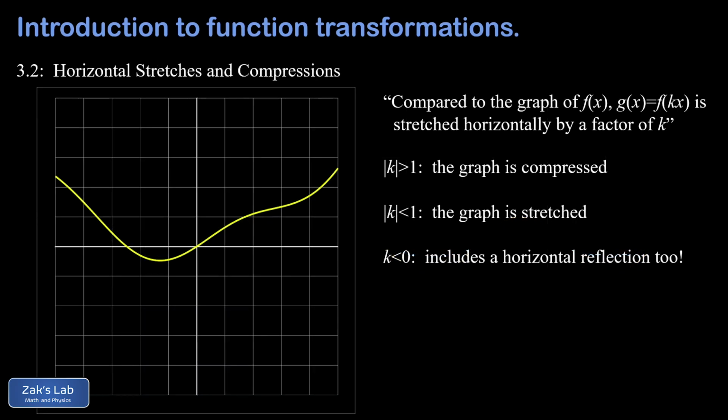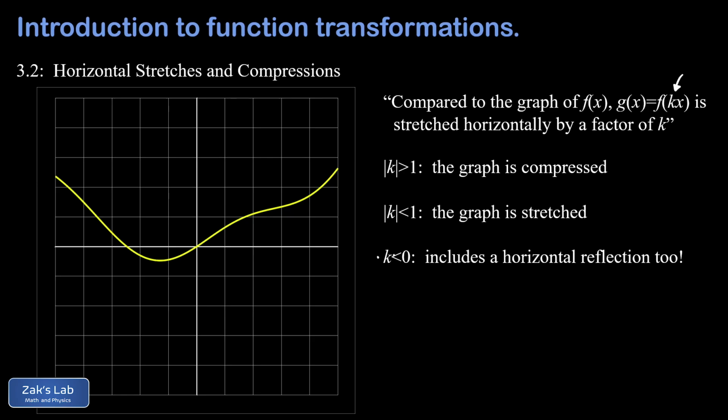So finally, we're looking at horizontal stretches and compressions. And this happens when we multiply the argument of f of x by a constant. So when we replace x with kx, it causes a horizontal stretch or compression. Now the rule for this is kind of reversed. If the magnitude of k is bigger than 1, that's going to cause a horizontal compression of the graph. And if the magnitude of k is less than 1, that's what causes a stretch.